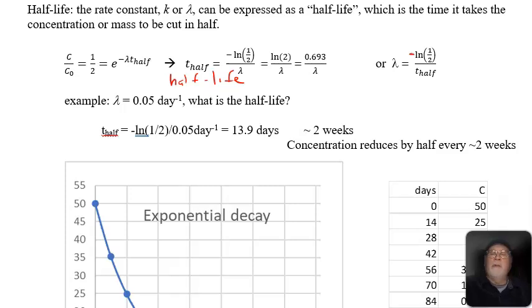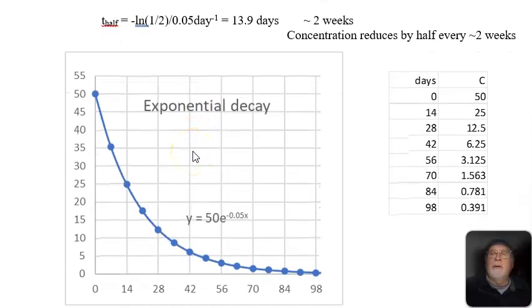Minus log of 1/2 is the same as log of 2, and the number is 0.693. Staying with our example here of lambda equals 0.05 days to the minus 1, what is the half-life? Well, the half-life is just minus log of 1/2 over 0.05 days to the minus 1. So that gives you 13.9 days, or about 14 days, about 2 weeks. So that says the concentration reduces by half every 2 weeks.